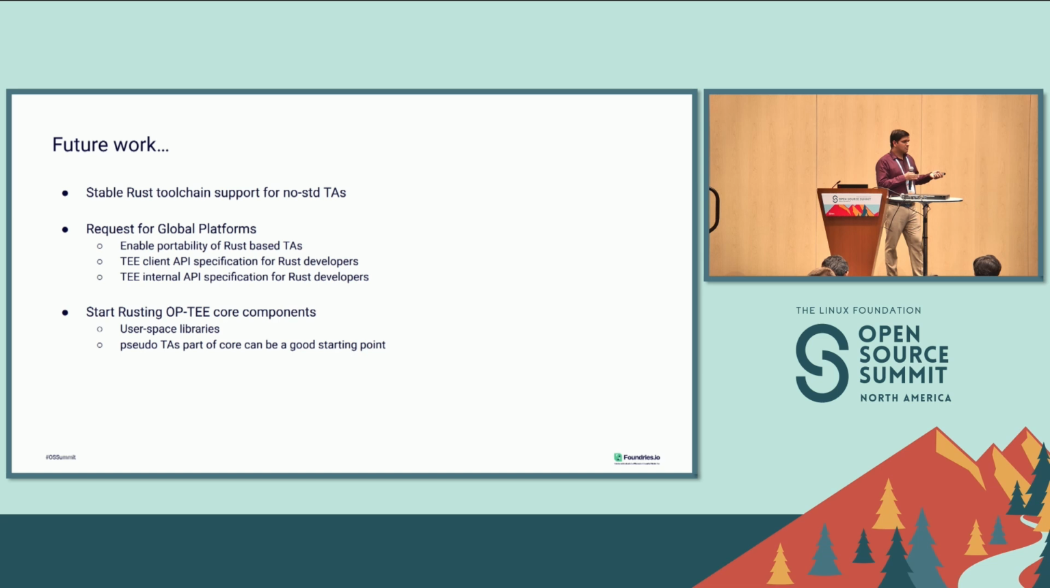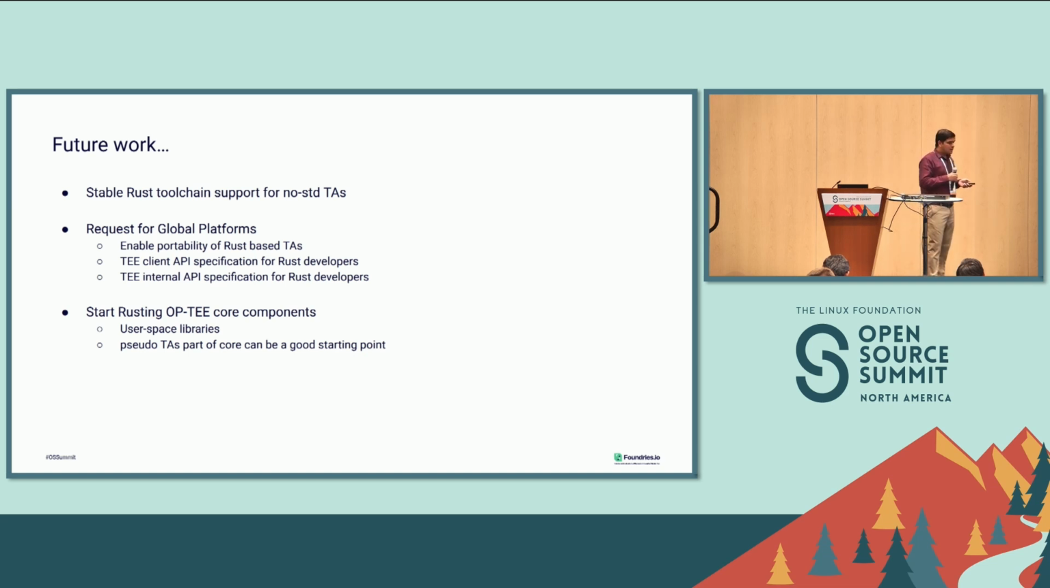I think people, and the standardization bodies, would realize that we need a common API so that Rust trusted applications are portable from one trusted OS to another. So that's what I think is critical here for the long-term strategy.